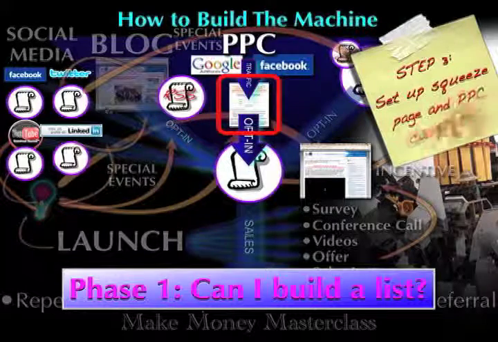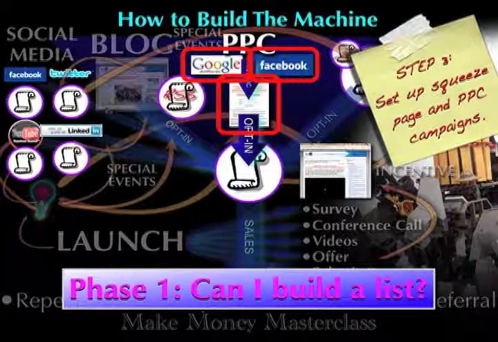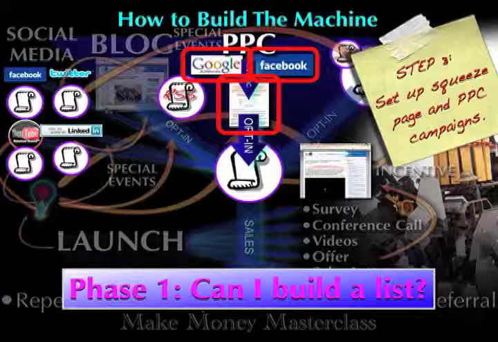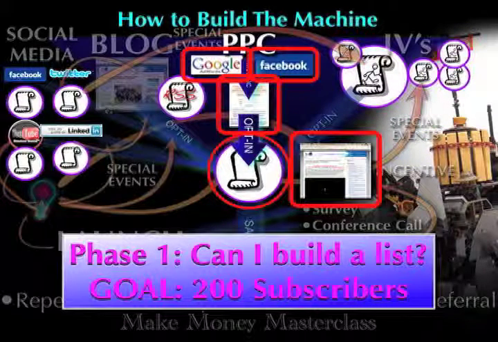Step 3 is they're going to set up your squeeze page and your PPC campaigns, your Google and Facebook ad campaigns, to drive traffic to that squeeze page that you set up so you can build lists to this incentive. And the goal for phase 1 is, let's say, about 200 subscribers, just to get the ball rolling so you know you got some people that are on this list.